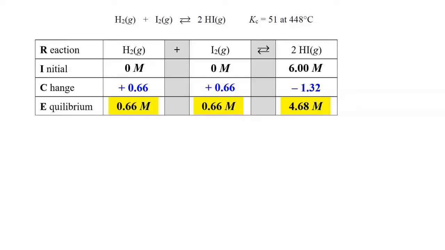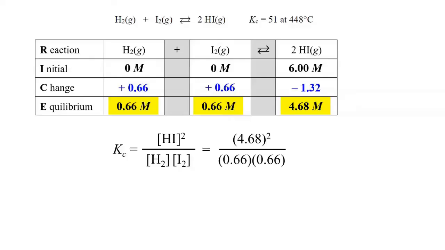To verify that this is in fact an equilibrium system, let's plug in these values for the equilibrium concentrations of reactants and products into the equilibrium constant expression. So 4.68 squared divided by the product of 0.66 times 0.66. I'm hoping for a number that is close to 51, and 50.3. That's close enough so that, yes, I am satisfied that this would represent an equilibrium system.